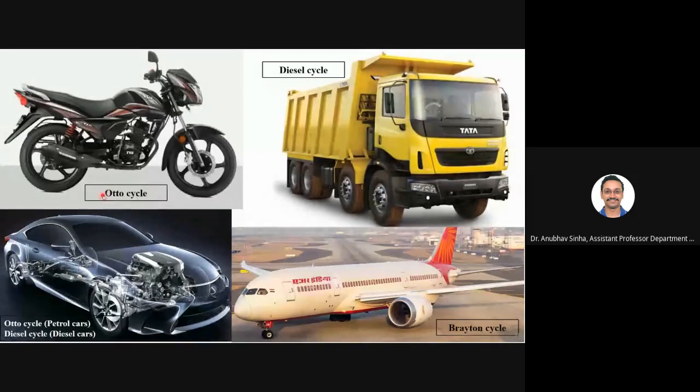So as you rightly pointed out, auto cycle is for petrol. Any engine running on petrol runs on auto cycle, and engines running on diesel run on diesel cycle. Since we have both petrol cars and diesel cars, we have both cycles depending on what design you are using. And gas turbine engines run on Brayton cycle.